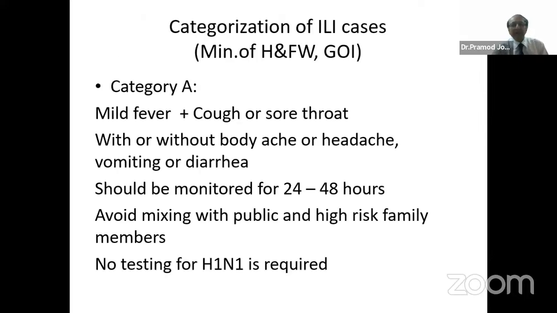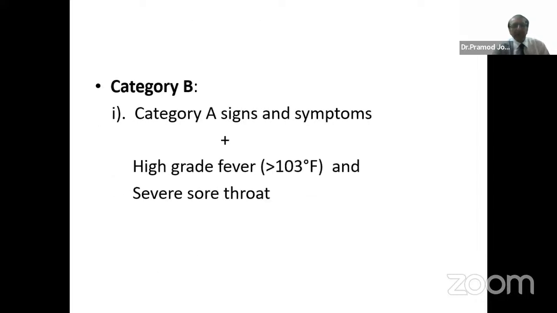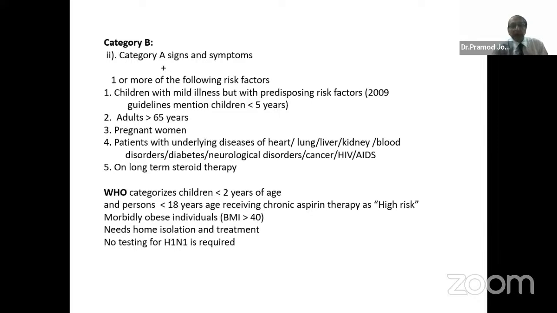Okay. And then there are some categories of influenza like illness, like category A, where there is fever and cough with or without body ache, headache, and it should be monitored for 24 to 48 hours, but their testing is not required. Category B is the one where there is high grade fever and severe sore throat. And many times, these particular children, in category B, they have category A signs plus the ones where there is a predisposing risk factor, or pregnancy, or people who are above 65, or those who are on the long-term steroid therapy. So if there is a risk factor, it comes into category B. Why it is important to understand? Because the therapy will be a bit different.